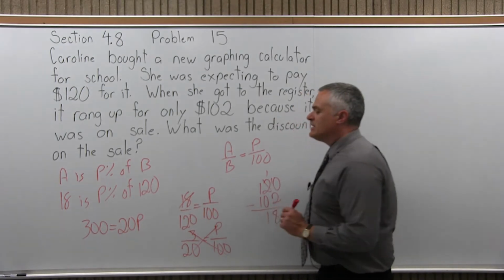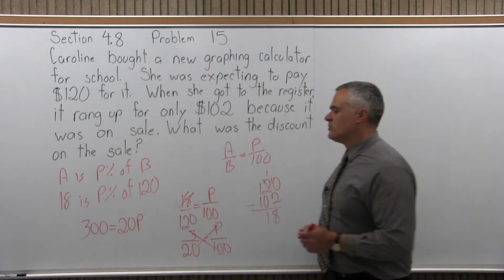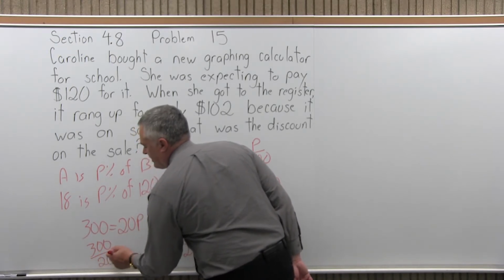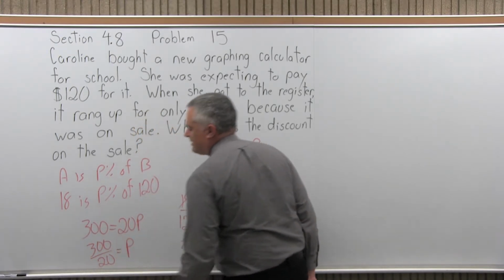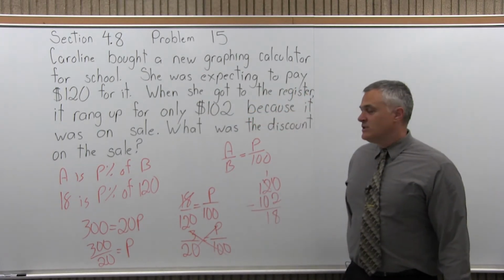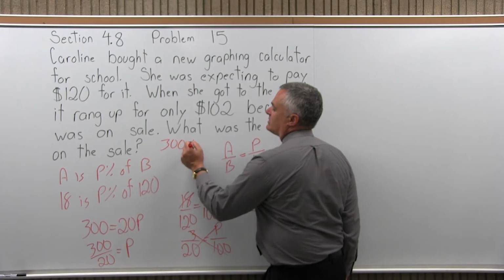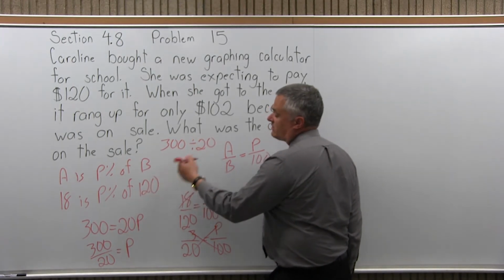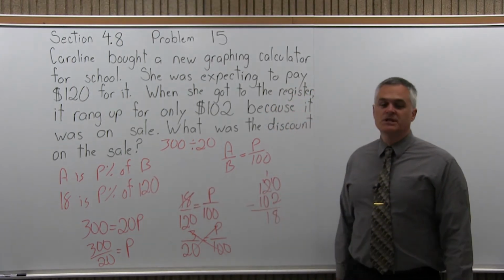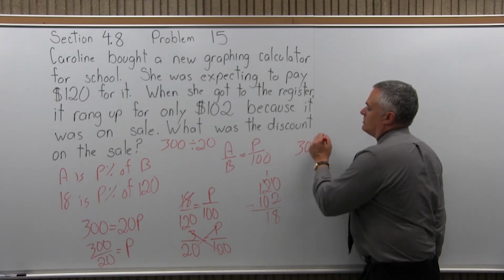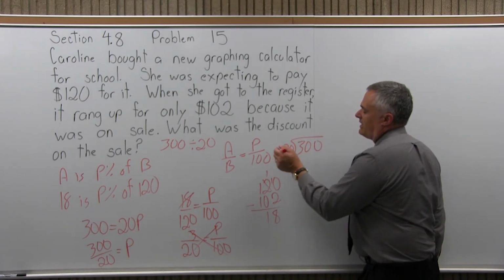Now again, to find the answer, I want to isolate the P. I'm going to divide away the 20. I have 300 over 20 is equal to P. Now, you can do that division again if you have a teacher that allows you to use a calculator for class. You can do the numerator, 300, divided by the denominator, 20 equals, and you'll get it. And if your teacher does not allow you to use a calculator, you can just go ahead and divide.